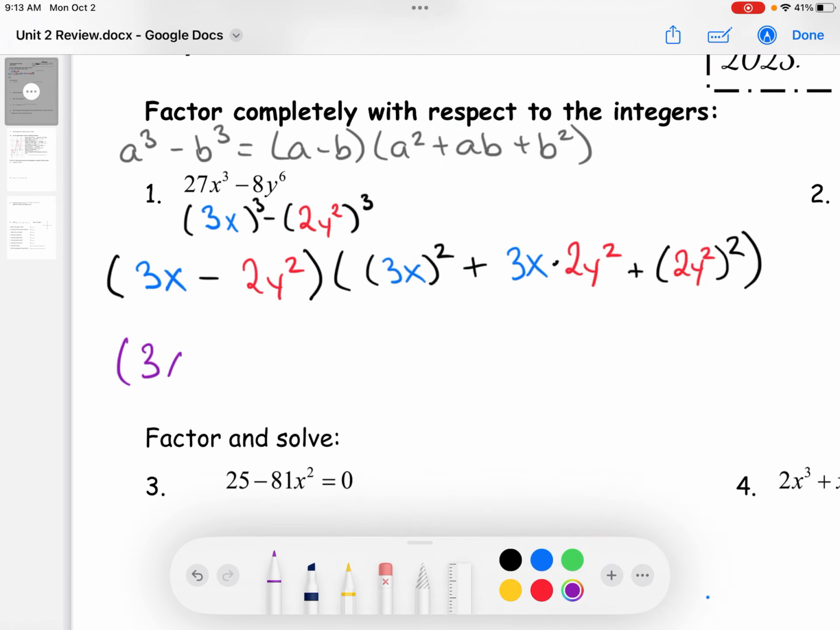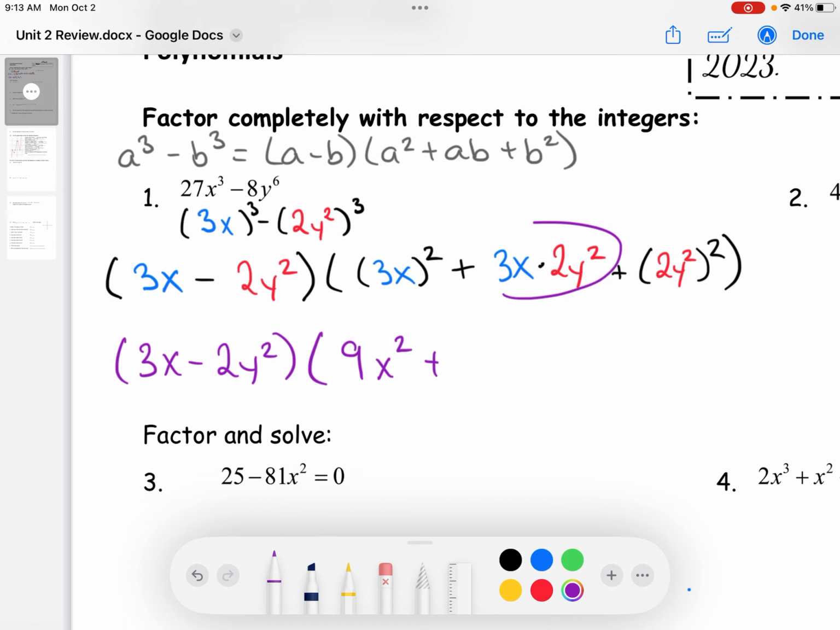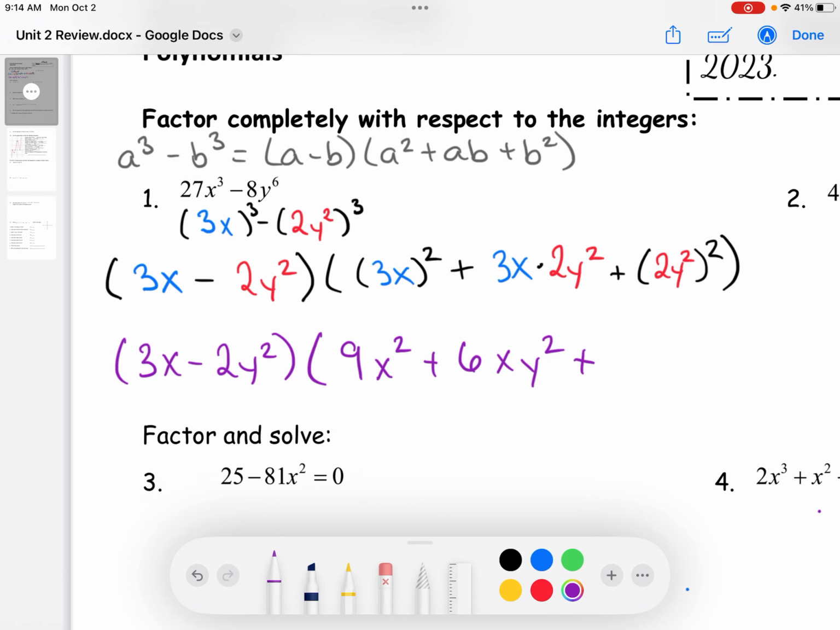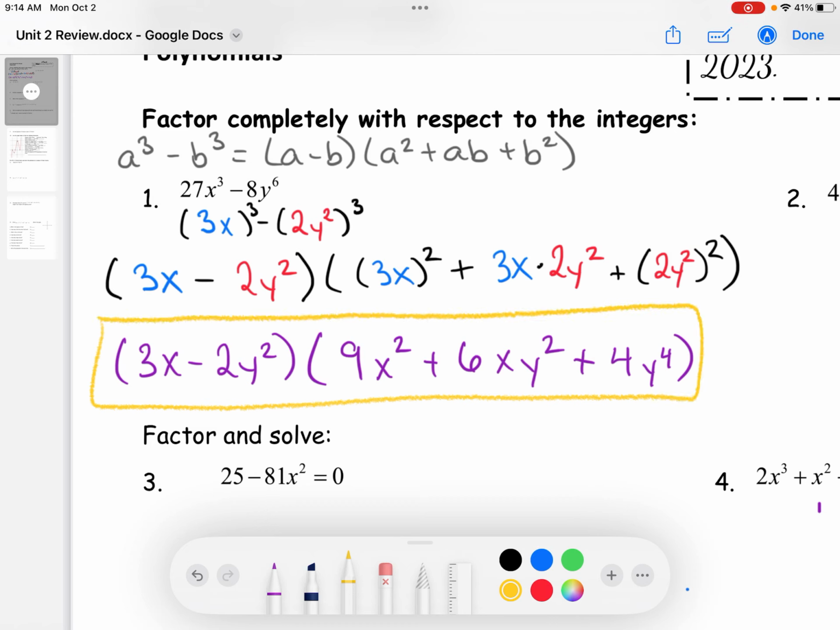Now, we do need to clean this up a little bit, simplify it, combine what can be. So, first term is fine, 3x minus 2y squared. In the second parentheses, we can square 3x. 3 squared is 9, x squared is x squared, plus, in this second term, multiply. 3 times 2 is 6, and we have an x times a y squared. Then in that last term, we're squaring 2y squared. 2 squared is 4, y squared squared is y to the power of 4. And this is your final factored form.